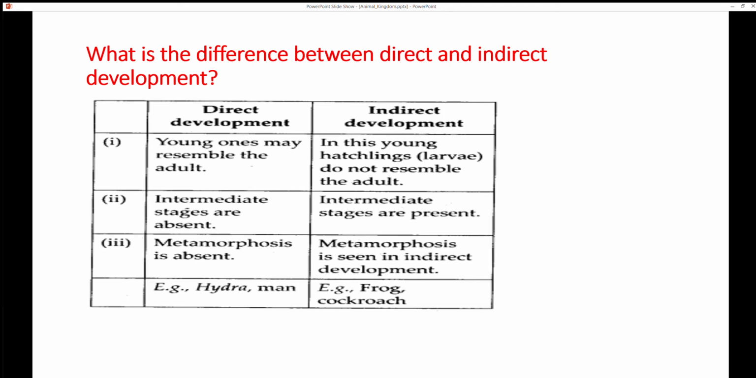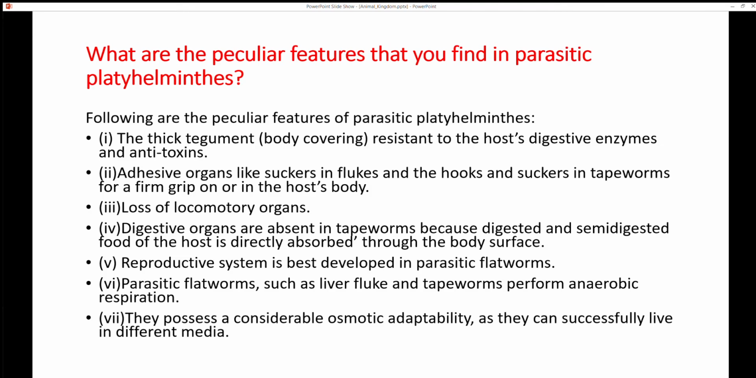In indirect development, there will be multiple stages, and metamorphosis is seen. From egg to larva, some more stages, then the individual will come. Whereas in direct development, metamorphosis is absent. Example for direct development is human beings: directly from egg, the individual grows in the mother's womb. But for frog and cockroach, there are multiple small stages. So this is about direct and indirect development.